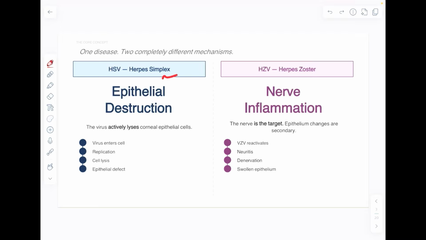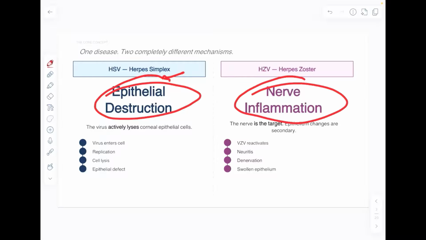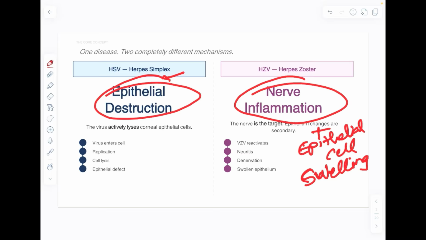So, herpes simplex keratitis, we have to remember epithelial destruction. The virus actively lyses corneal epithelial cells. Virus enters the cell, replication, cell lysis happens, and epithelial defects form. While in herpes zoster, there is inflammation plus epithelial cell swelling. So, zoster reactivates, neuritis happens, denervation, and swollen epithelium happens.